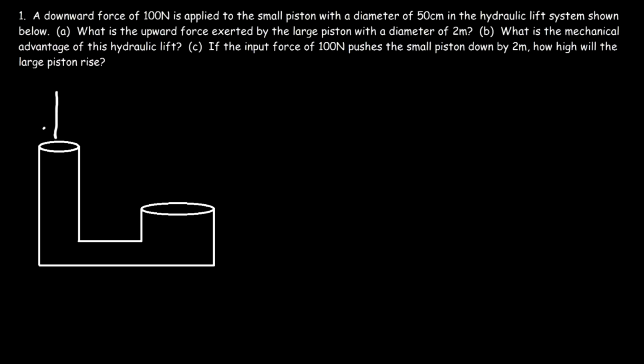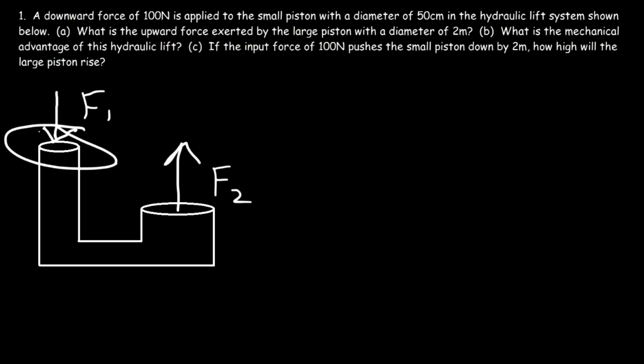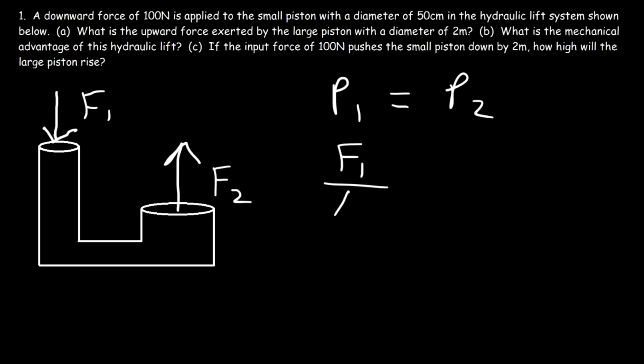So if we push down the small piston with a force, let's call it F1, the large piston is going to be pushed up with a force of F2. Now, according to Pascal's law, the pressure applied to an enclosed fluid is transmitted undiminished to every portion of that fluid. So what does it mean with regard to the hydraulic lift system? This means that the pressure exerted on a small piston is equal to the pressure exerted by the large piston. So we can say that P1 is therefore equal to P2. And pressure is defined as force divided by area.